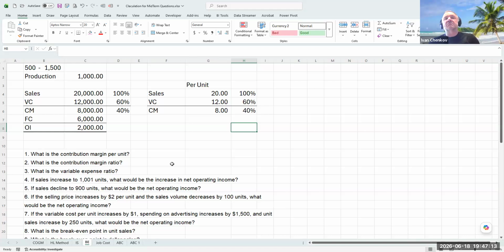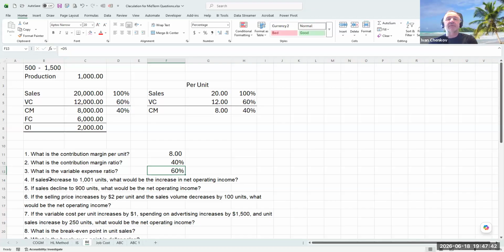Once I know this, everything from now on is easy. What's the contribution margin per unit? We already calculated the contribution margin per unit is $8. What's the contribution margin ratio? You can get it from the total or from the unit. It doesn't matter. It's always going to be the same. Next one, what's the variable expense ratio? Obviously, 100 minus the contribution margin ratio is going to give you that.